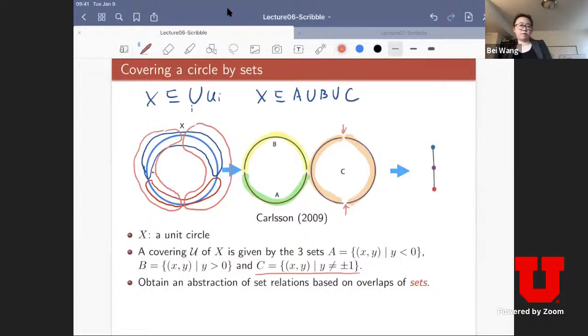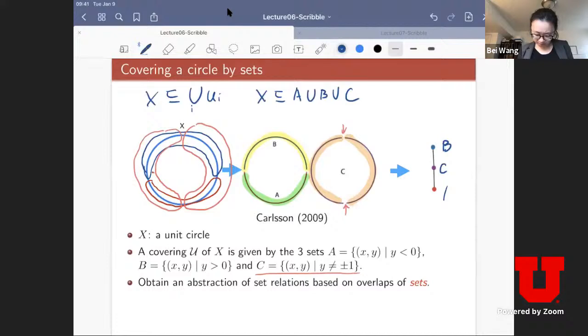And then what we would like to do is to obtain an abstraction of the set relation based on overlap between them, okay? So in this case, A and B don't overlap because by definition they are disjoint, right? A is the bottom part of the circle, B is the top part of the circle, and C is sort of left and right-hand side. But C does overlap with both A and B, right? So if I'm looking at the set relation between these, I start thinking, okay, maybe this middle one, the purple one is my set C, the top one is my set B, the bottom one is my set A, okay?